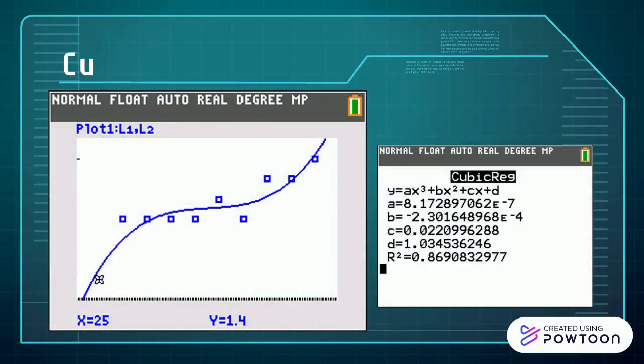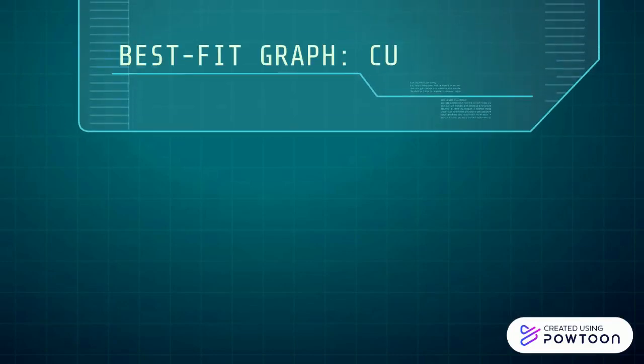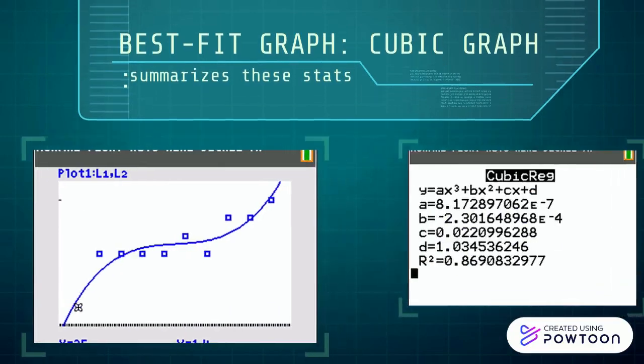Our third graph, known as the cubic graph, has an R-squared value of 0.869 rounded off to 3SF. This graph has a generally positive gradient, which supports our hypothesis. Overall, our best fit mathematical model is the cubic graph, as it has the highest R-squared value of 0.869.